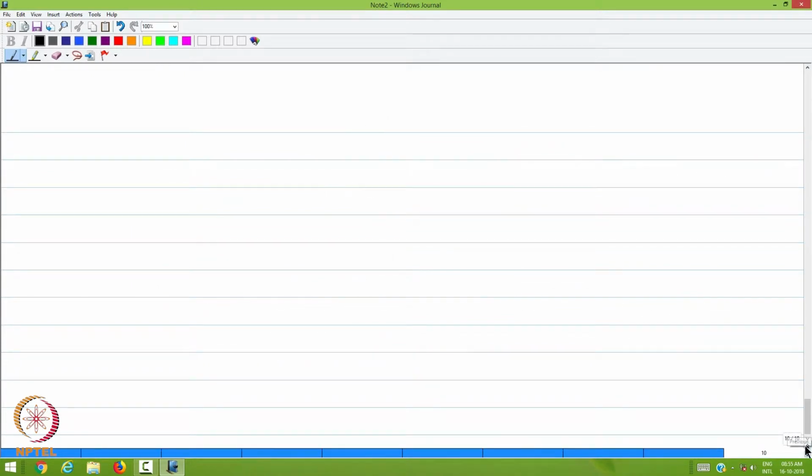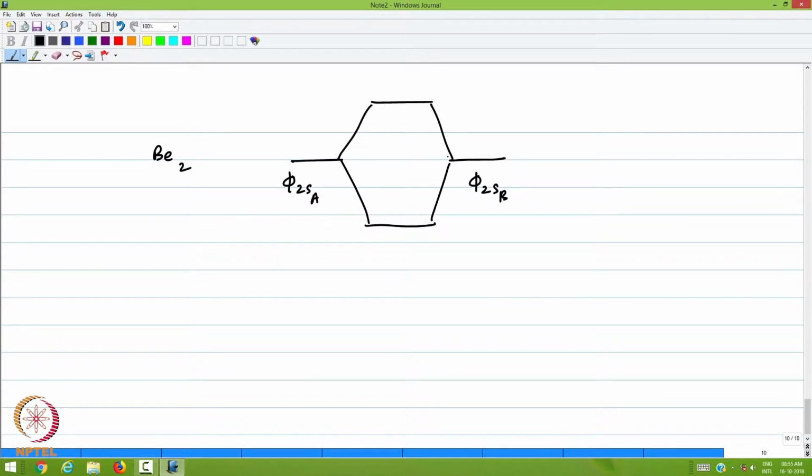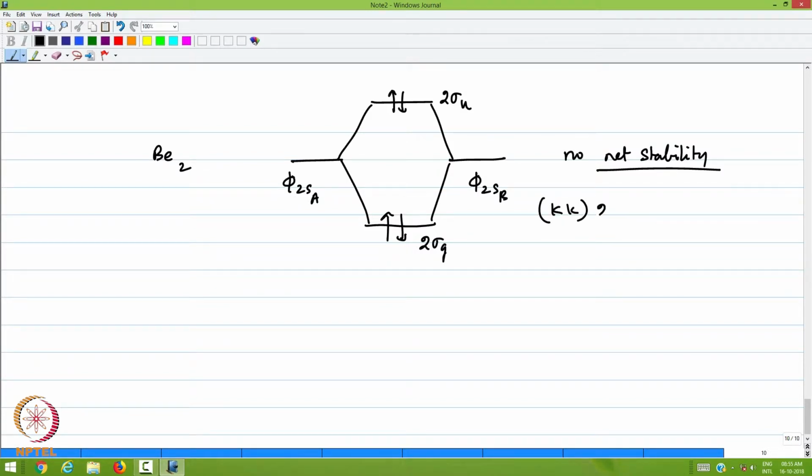Beryllium 2, no problem. We have 2 electrons in the 2s orbital, phi 2s A, phi 2s B. Therefore, both the orbitals are filled with 2 electrons, 2 sigma G and 2 sigma U, and you can see that this is offering no net stability. Beryllium 2 is not observed as a dimer, and you can see therefore the electronic configuration is KK 2 sigma G 2, 2 sigma U 2.